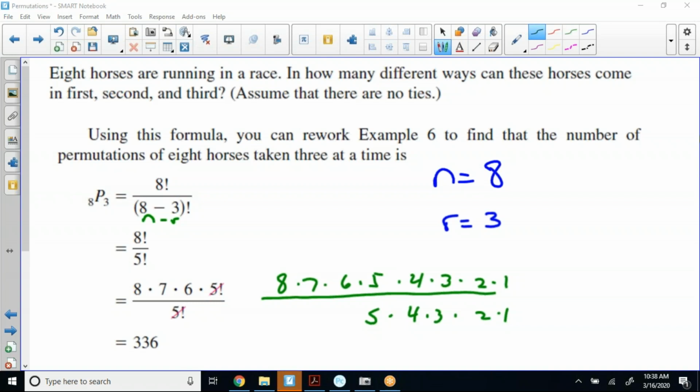But this asked, how many different ways can 8 horses come in first, second, or third? So we put a limitation on how many we're using. We're only looking at these first 3 spots, 8 times 7 times 6. And these actually are getting canceled. These are the spots that are there, but they're getting canceled out. That's why you see this 5 factorial and the 5 factorial here being canceled out. So please make sure that you are aware of that.